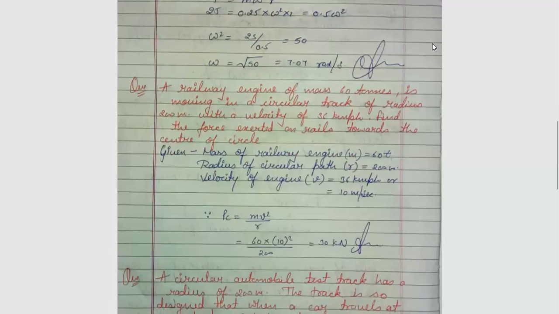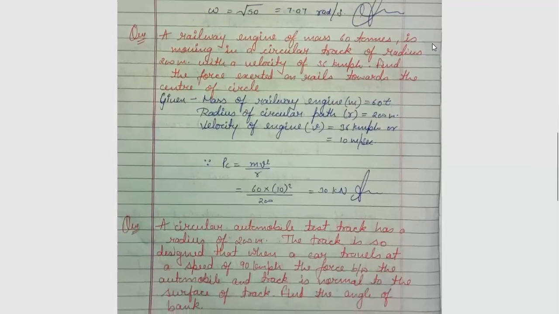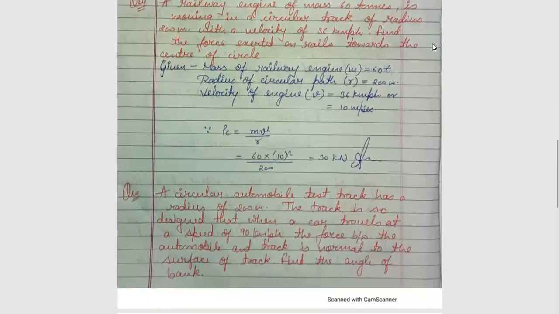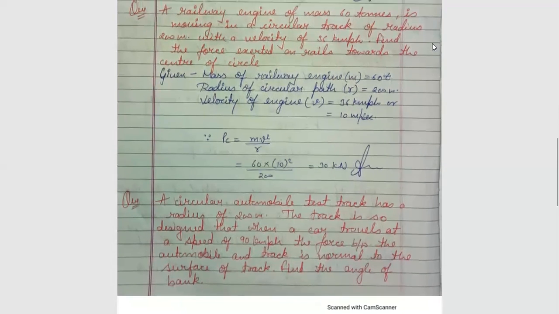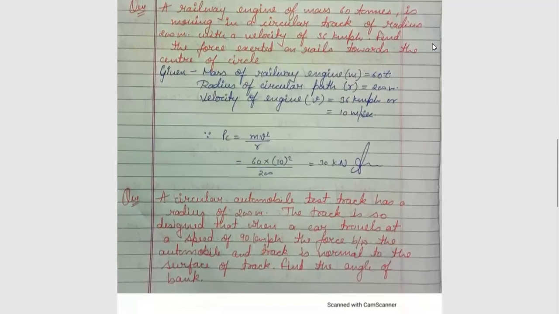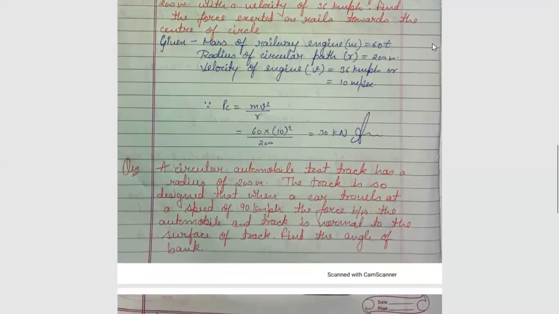So here, given the mass of railway engine m is 60 ton, radius of circular path r is 200 meter, the velocity of engine v equals 36 kmph. We convert it into meter per second. Then the value of velocity of engine is 10 meter per second. We know the formula Pc equals m v square upon r. We put all the values in this formula and we get the answer, 13 kilonewton.